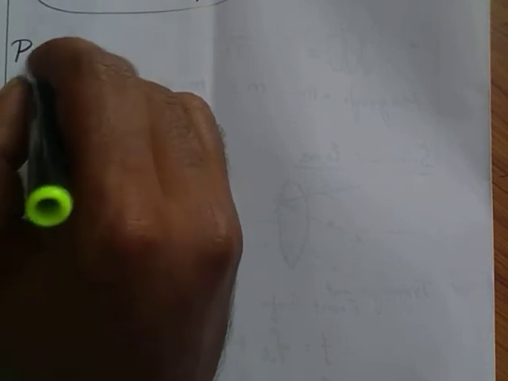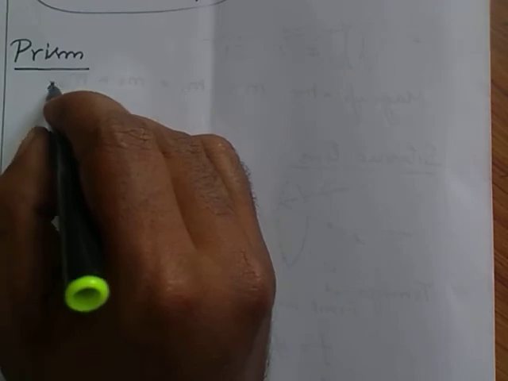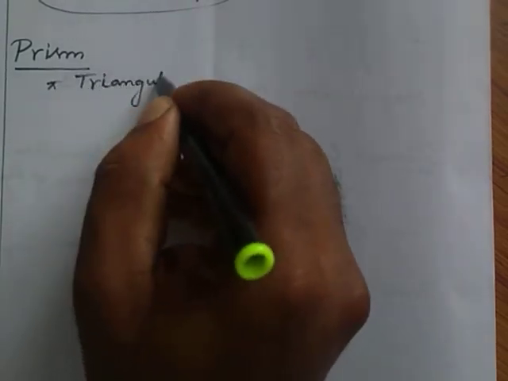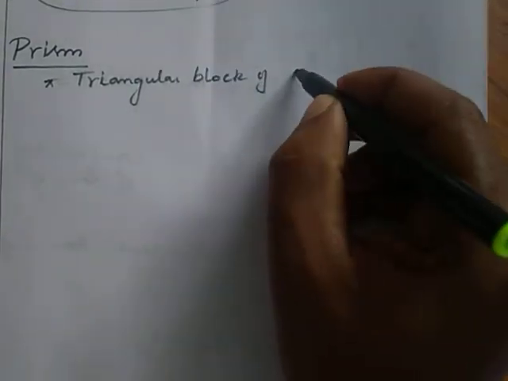Then our next topic is prism. Prism is an optical material because it allows light. It is made up of glass alone. Here prism is a triangular block of transparent glass.